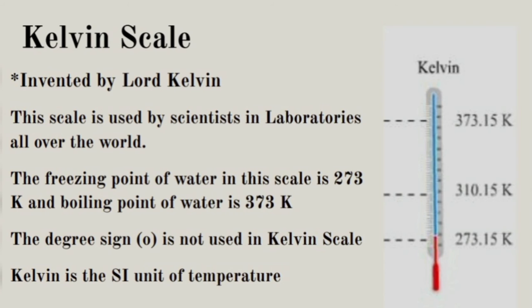Now we will look into Kelvin scale. It was invented by Lord Kelvin. It is used mostly by scientists in laboratories all over the world. On this scale, the freezing point of water is 273 Kelvin, or we can say 273.15 Kelvin exactly, and the boiling point of water is 373 Kelvin roughly, or 373.15 Kelvin exactly. The degree sign is not used in the Kelvin scale. And Kelvin is the SI unit of temperature.